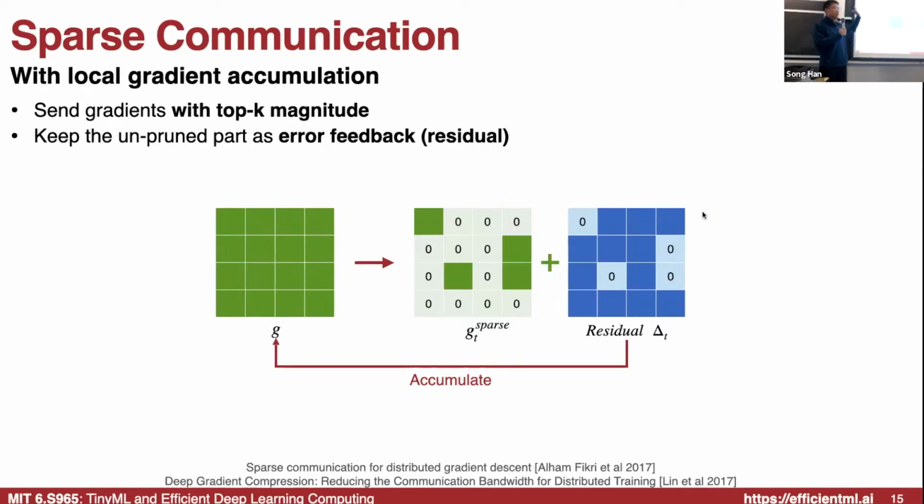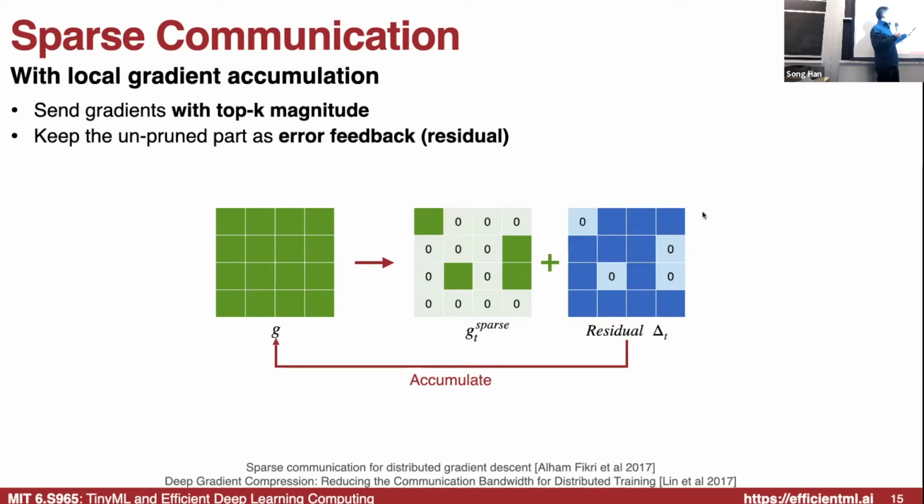Okay, so let's start with the baseline method, with local gradient accumulation. So this is the original gradient tensor, a 4x4 tensor. Similar to weight pruning, we can sort them and only keep the largest, the top-k entries. For the remaining gradients, we can zero them out, so we don't need to send them to the parameter server or to its neighbors.